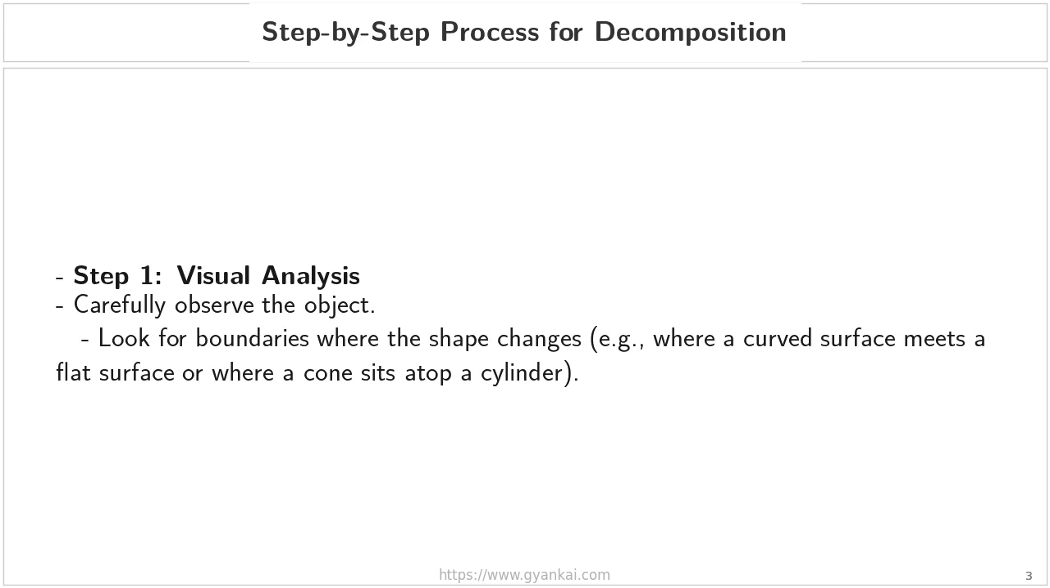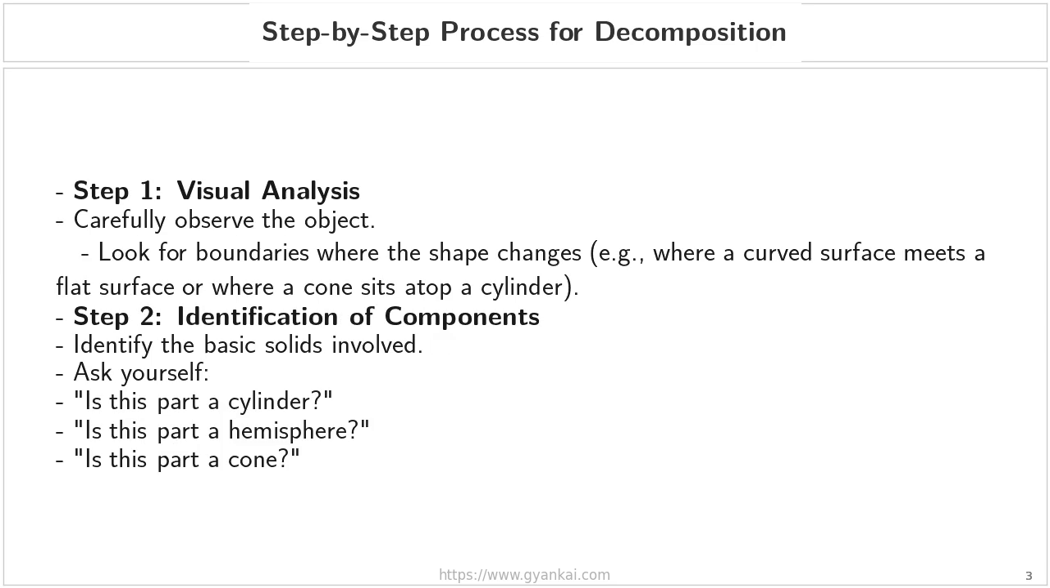Step-by-step process for decomposition. Now that we understand the core concept of decomposition from the previous slide, let's walk through the actual strategy you should use whenever you encounter a complex shape. I want you to think of this as a four-step roadmap. Step 1 is visual analysis. Before you even pick up your pen to write any formulas, you must carefully observe the object. Don't rush. You are looking specifically for the boundaries, the exact lines where the shape changes. For instance, look closely at where a curved surface might meet a flat surface, or notice the seam where a cone might be sitting directly atop a cylinder. Identifying these transition points is crucial.